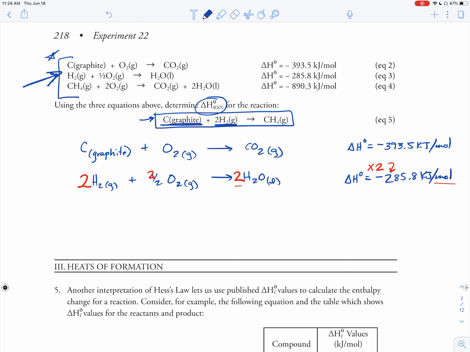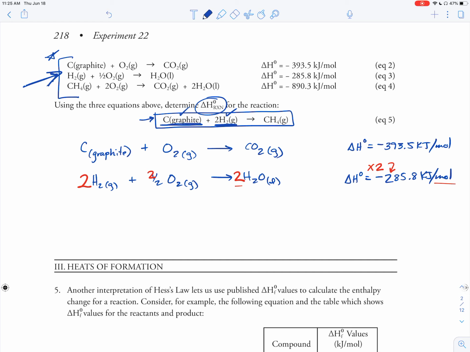Okay, so now that we've got carbon and hydrogen done, now let's go through and look for CH4 or methane. And it turns out this third reaction has methane in it. Turns out right here. And that's great. But the problem is that methane is on the right-hand side of the reaction in the one we're trying to build. It's on the left-hand side in the one we're using. So we're going to have to put it on the left-hand side.